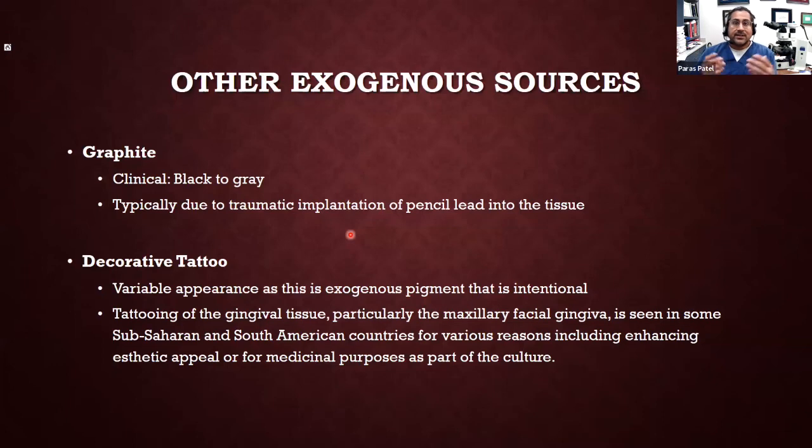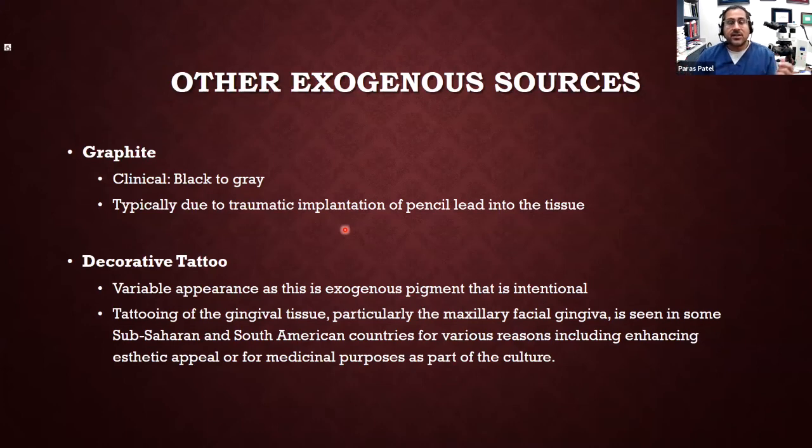Graphite gets implanted into the oral cavity, funny enough, more often than we think. People put a pencil in their mouth, and if they have some sort of accident, it gets embedded into the tissue. Sometimes people forget that they ever had that accident. And so it can have this sort of appearance as well.